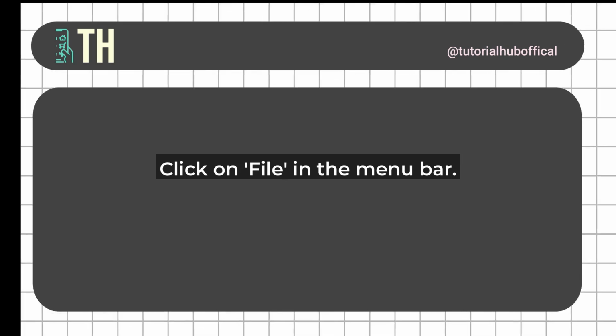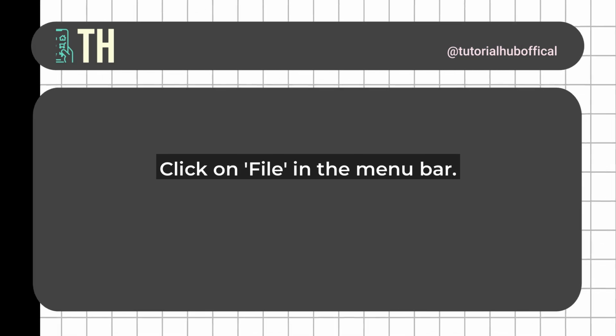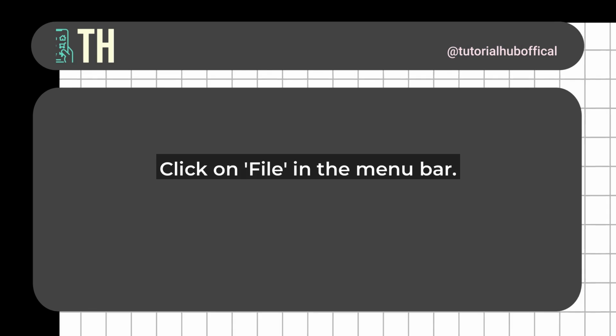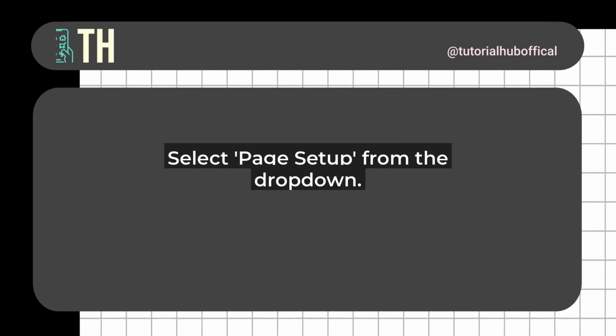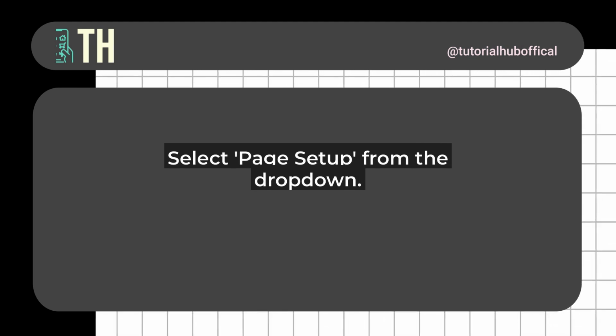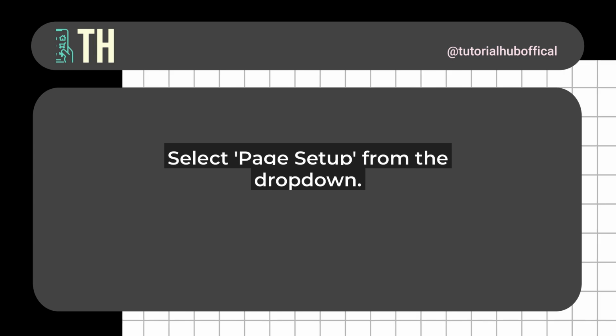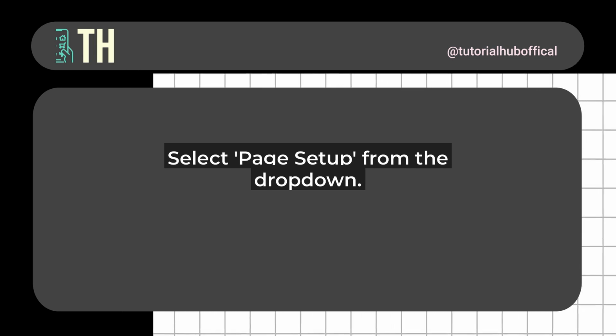Let's jump right in. First things first, open up Google Docs and select the document you want to edit. If you don't have one ready, go ahead and create a new one. It's super straightforward. Once your document is open, head over to the top menu bar and click on File. From the drop-down menu, select Page Setup. This is where the magic happens.